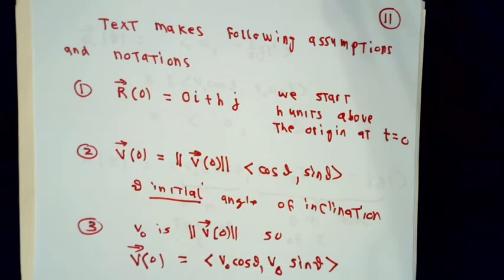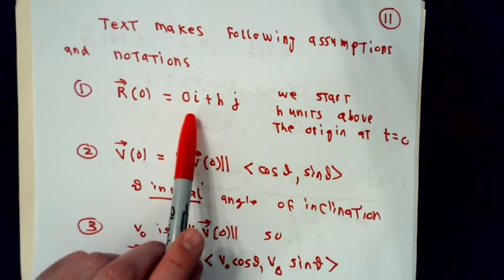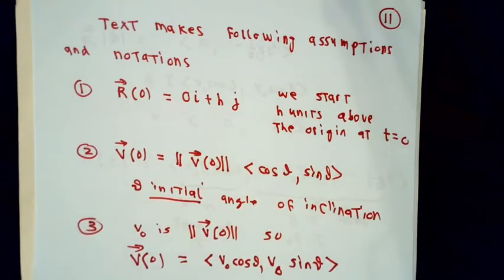Now, since your textbook assumes that everything happens in the xy plane, various simplifying assumptions and notations have been made. Firstly, we're going to assume that at t equals 0, the object starts off directly above the origin. So the position at time 0 is 0i plus h times j. 0 would be the initial x-coordinate, h would be the initial y-coordinate.